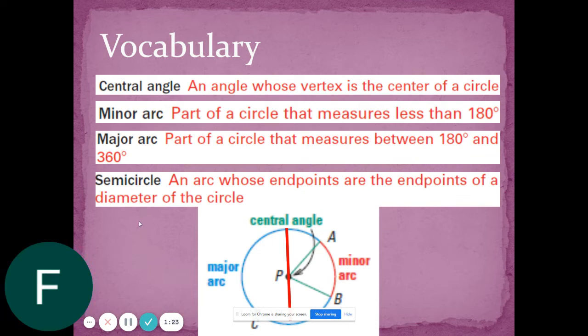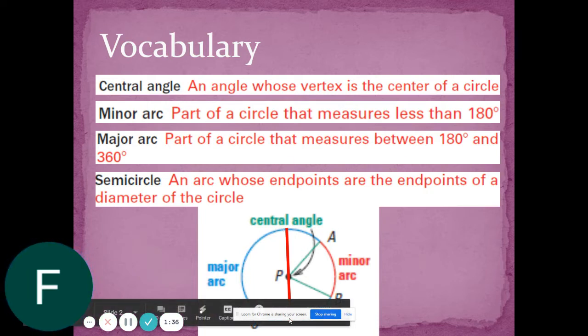And then you have what is known as a semicircle, which is just half of the circle, and its endpoints are going to be on the diameter of the circle. So you would have from this point on the diameter all the way down to the other point on the diameter, and that's known as a semicircle.